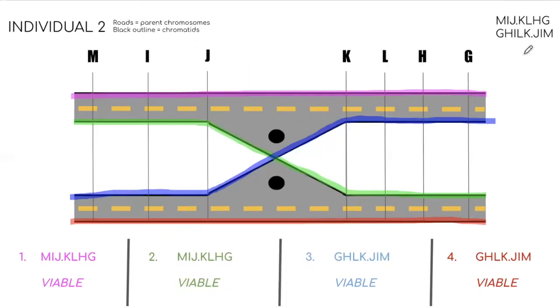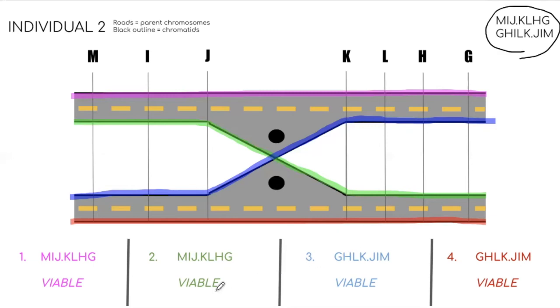Those of you looking at individual 2 will see much different results from individual 1. Individual 2 has completely reciprocal chromosomes, the first being MIJ centromere KLHG and the second being GHLK centromere JIM. With this in mind, there cannot be a loop because that will change the order of the chromosomes so that they aren't the exact inverse of each other.